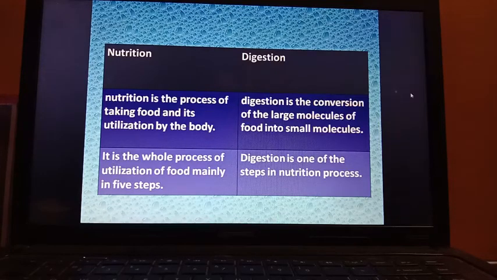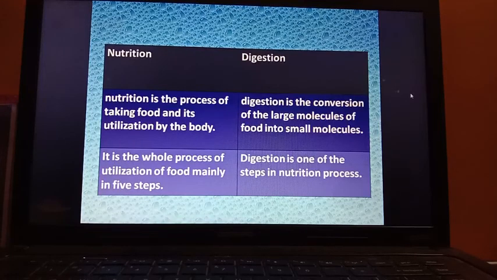So students, we have discussed the full exercise of the chapter digestive system. I think it will be helpful for you. Try to write all the answers in your copy.